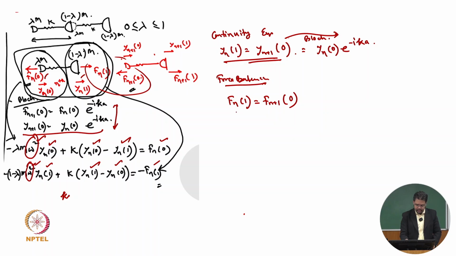Now if I think, Fn1 is equal to Fn+1 equal to Fn+1,0. Now you think, what does the Bloch theorem tell? Fn1 equal to Fn0 e to the power of minus i kappa l. Interesting. Yes, can I substitute it? Yes.